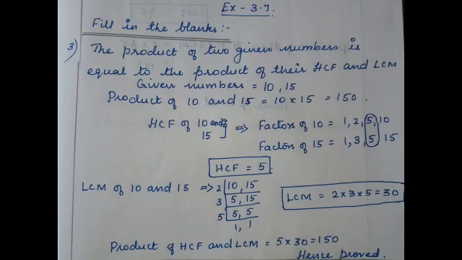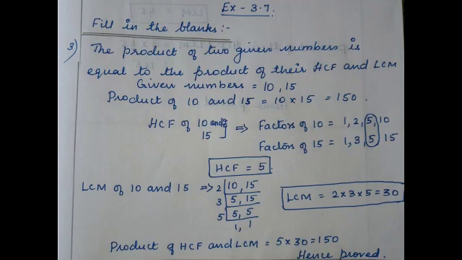Let us see the solutions for the homework problems. The product of two given numbers is equal to the product of their HCF and LCM. This is the statement, so this is what we are going to prove. The given numbers are 10 and 15. First you need to find out the product of 10 and 15 and you have to prove that the product of their HCF and LCM is the same.